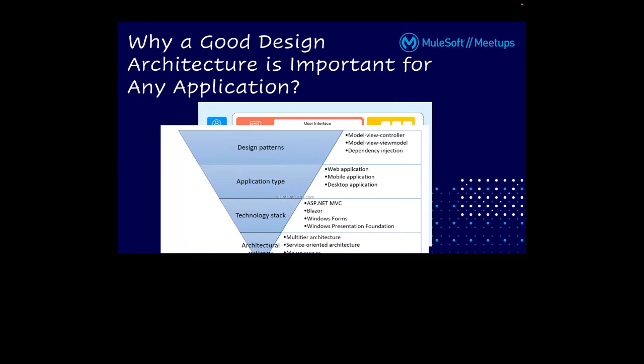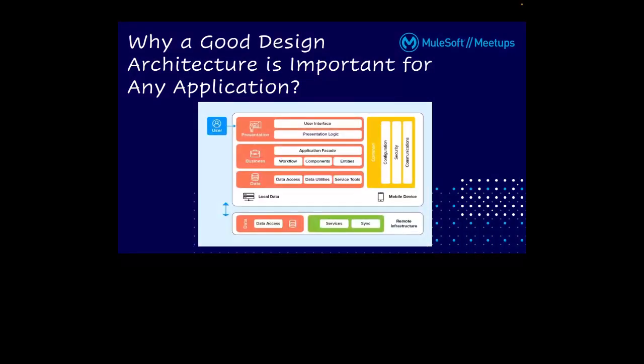So again, that was one part. The other part is, now let's understand how an application works. A user is generally connected with the UI, a presentation logic, which is handled by the front end. And after that, when it comes to business, as a solution architect, they have to decide what the data access is, what the data utilities are, what service tools we are going to use, what the application facade, workflows, components, and entities are. Again, the local data, how to access the data, how to service it, how to sync it.